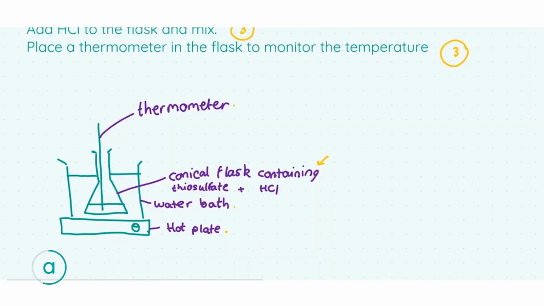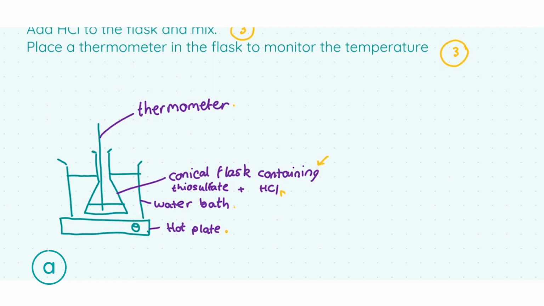So I have my hot plate, I have my water bath, my conical flask containing thiosulfate and HCl, and I have my thermometer. As I said, you're going to lose 3 marks if you don't have the diagram. You could also get all your marks in the diagram, provided that it's more detailed. So if you just had your diagram here, you'd want to say thermometer in conical flask for measuring temperature, and you could say hot plate down here and state that the hot plate is going to adjust the temperature, and then you could state here that your hydrochloric acid is going to be added afterwards.